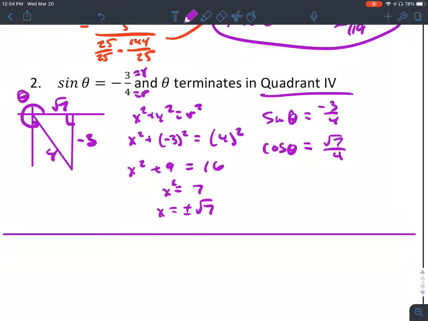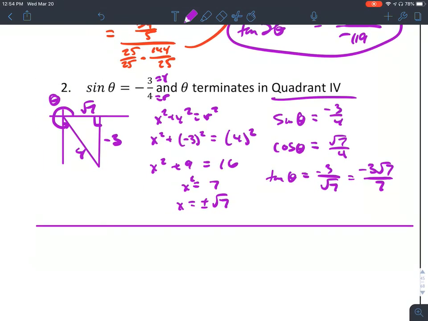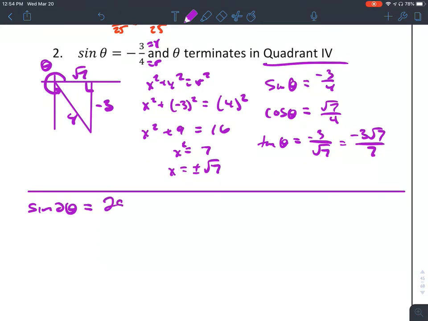And then tangent of theta is y over x. I'm going to rationalize this and get negative 3 square roots of 7 over 7. So let's try to figure out what sine of 2 theta is. According to the double angle identity, that is equivalent to 2 sine of theta cosine of theta. Sine of theta we're saying is negative 3/4. Cosine of theta we are saying is square root of 7 over 4.